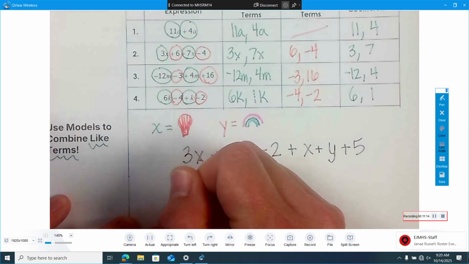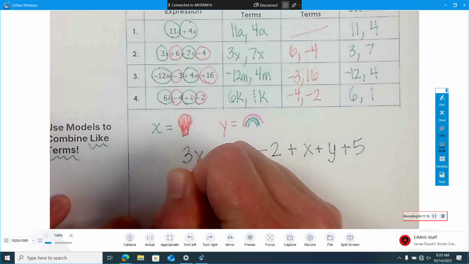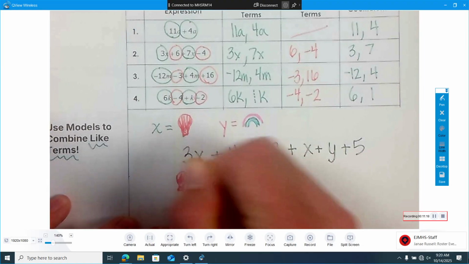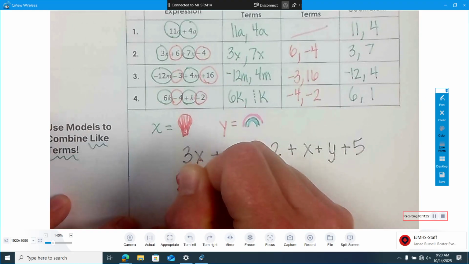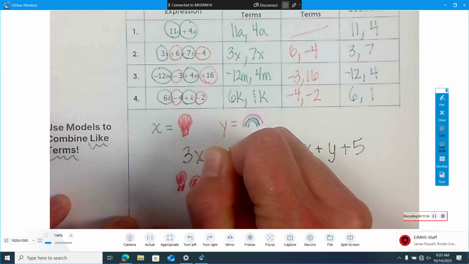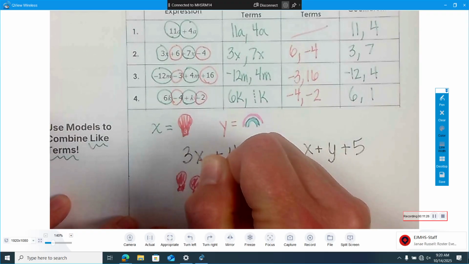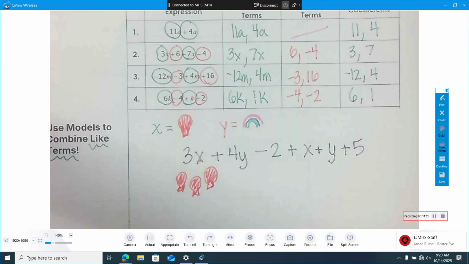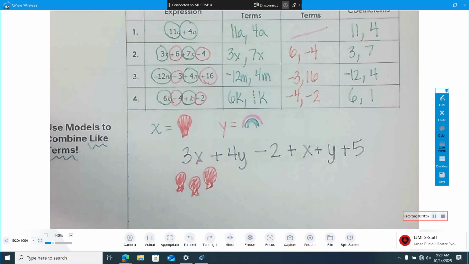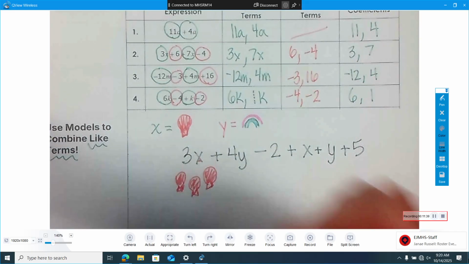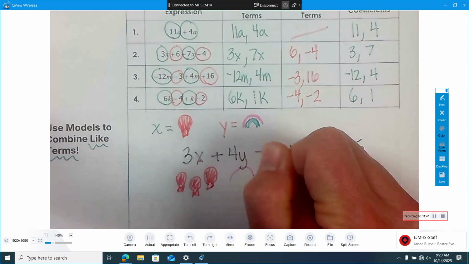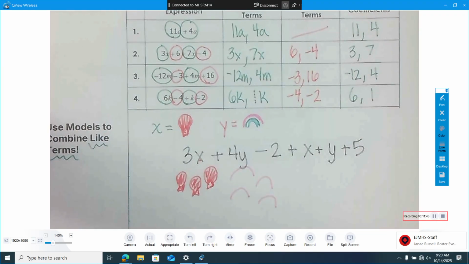So I'm going to draw 3 little red balloons. So there's my one little red balloon marshmallow, and here's another red balloon marshmallow, and here's the third red balloon marshmallow. All right? That is how we would represent. We got 3 of them. 3 little red balloons. So how do I represent my 4 Ys? 4 rainbows. So I've got 1, 2, 3, 4 little rainbows.